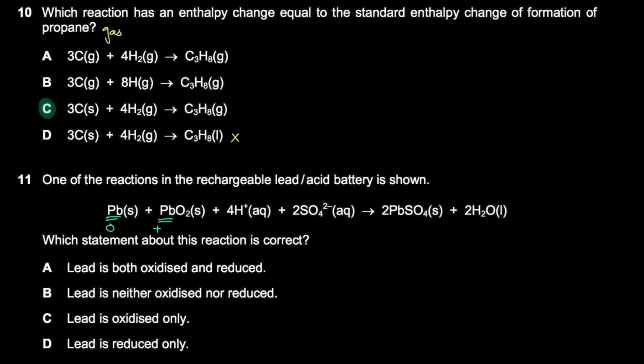Here lead is plus 4, right? Because we have 2 oxygens, minus 2 each, so that's minus 4. So that means lead must be plus 4, because the overall charge is 0. So 2 oxygens, minus 2 each, 2 times minus 2 is minus 4, so that means lead is plus 4.